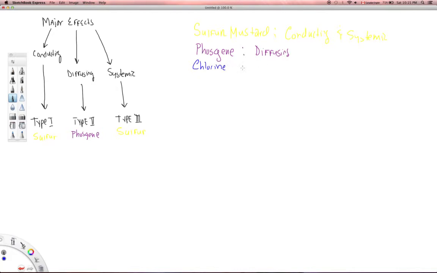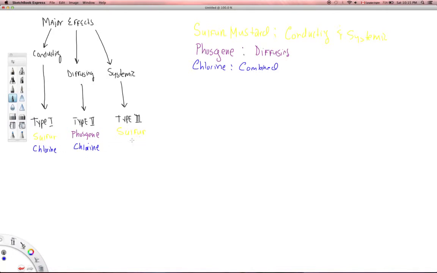All right, chlorine. Chlorine has a combination. Chlorine is combined, and it's combined primarily type 1 and type 2 effects. Now we know that chlorine is highly reactive, so we would expect more type 1 effects at lower doses, and then type 2 effects will occur at higher doses.